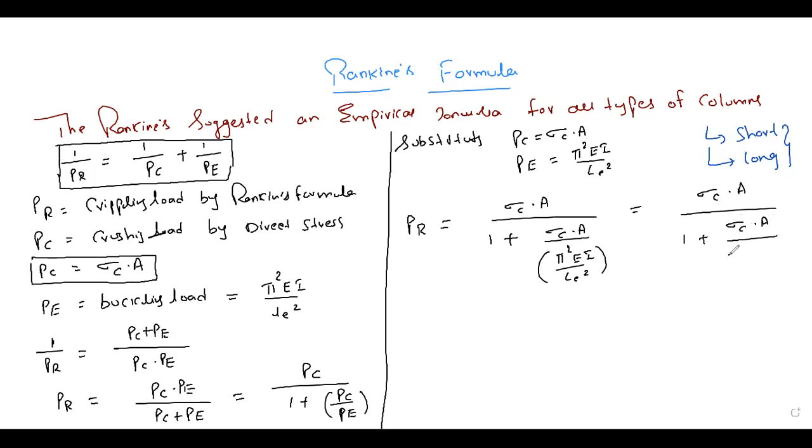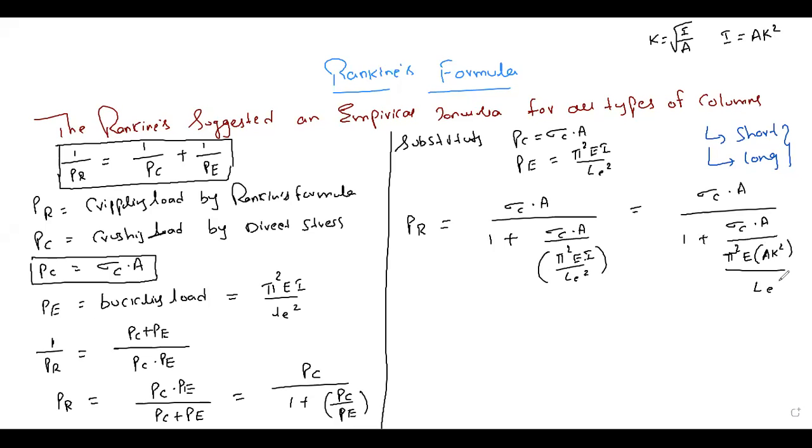by pi square E. What is I? Can anyone tell me what is I? Moment of inertia. How can I write moment of inertia in terms of radius of gyration? What is the formula of radius of gyration? K is equal to under root I by A, where I is the moment of inertia. So I is equal to A K square.